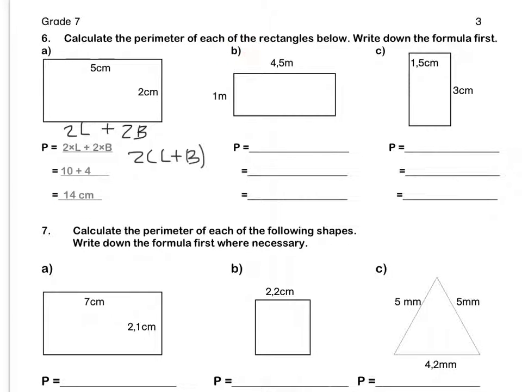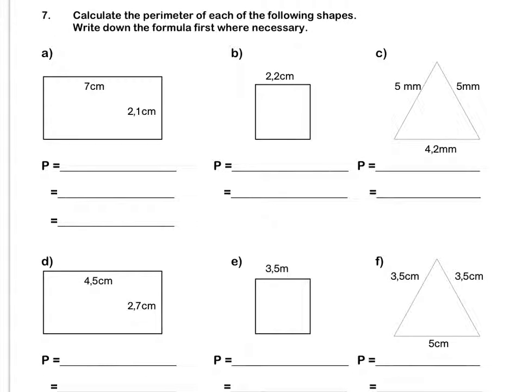Get out your pen, let's do B together. The perimeter of any rectangle, 2 lengths plus 2 breadths. Our 2 lengths is 4,5 times 2, which is going to give us 9. You could do that mentally or by doing a sum on the side. Then our 2 breadths is 2 times 1, which is 2. And our final answer is 11 meters. Take note that the unit is meters in the sum. Press pause to complete question C.